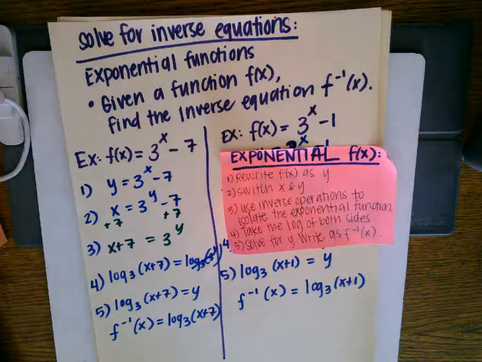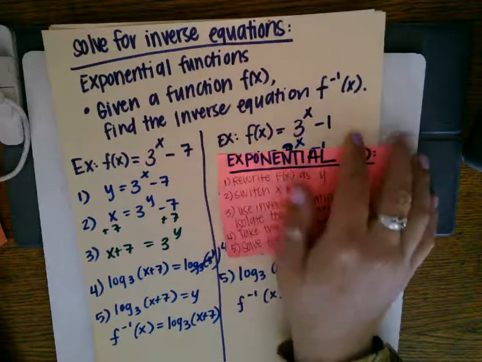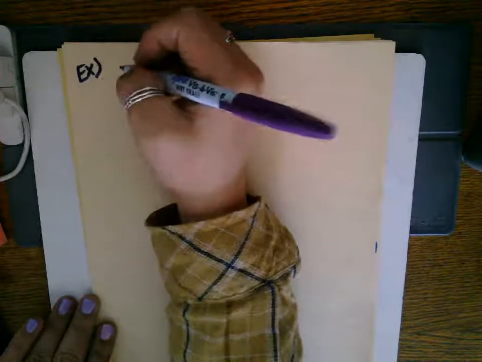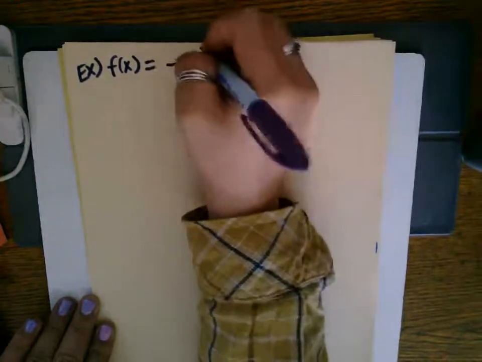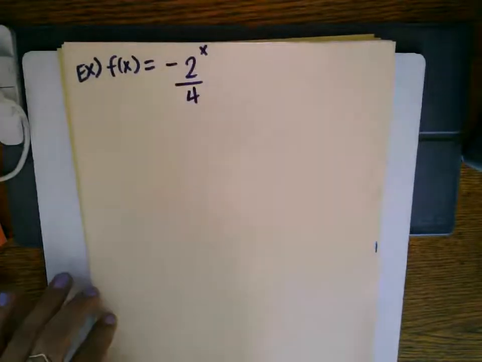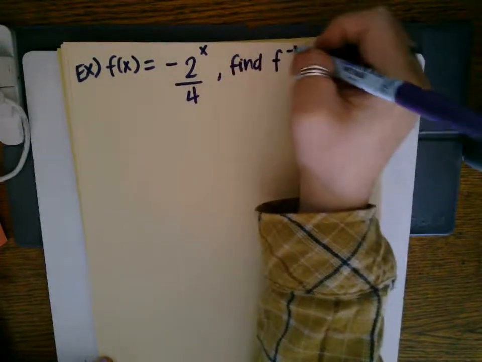Thanks so much for reflecting. Let's do 2 more examples of solving for exponentials, okay? Let's increase the difficulty just a little bit for solving for exponential inverse equations. So here's our next example. What if I gave you the function f of x is equal to -2 to the x over 4? And your directions are to find f inverse of x.